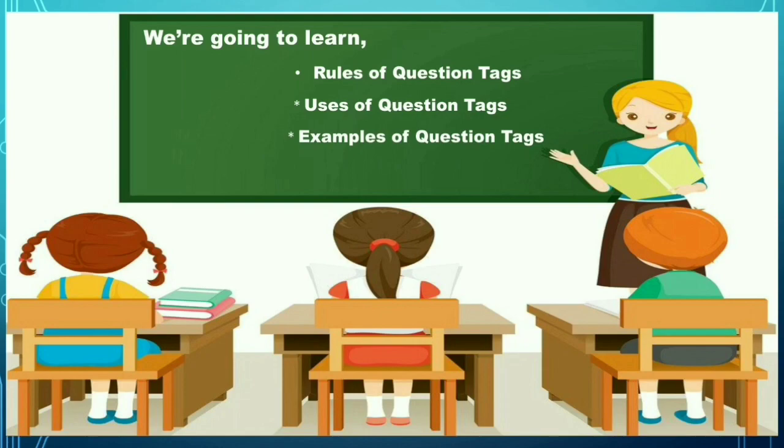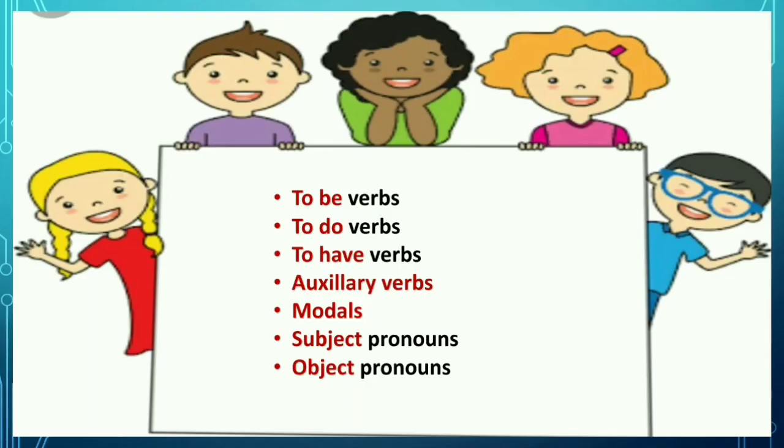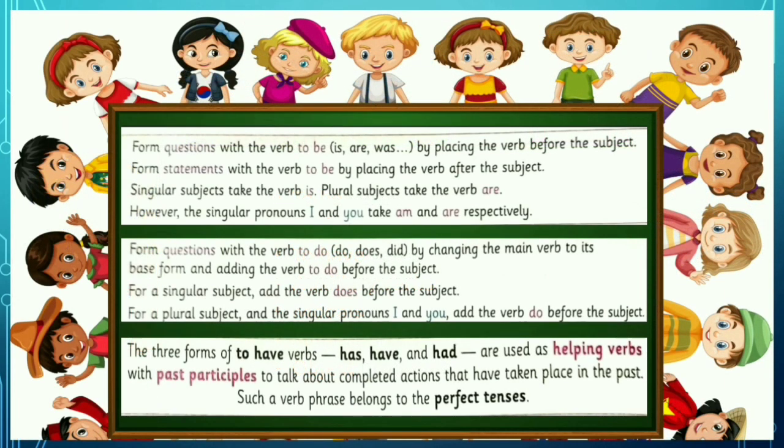examples of question tags. Before we start this topic, let us recall a few grammar aspects which we have learnt in the 4th standard. Do you know these? To be verbs, to do verbs, to have verbs, auxiliary verbs, modals, subject pronouns, object pronouns. Yes. So let us glance at them one by one.